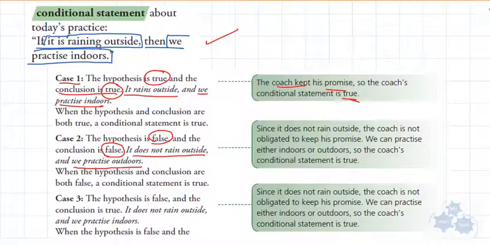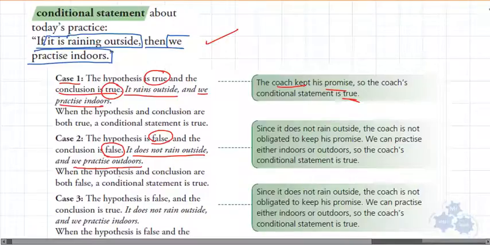All right, so let's go back to this example. What happens if the hypothesis is false? Okay, so it doesn't rain outside. It's the opposite of what originally is said. And the conclusion is true. So we've got false and true. So it would look like this. It's not raining outside, but we're going to practice indoors anyways. Is that okay? Is that original statement still a valid, true statement?